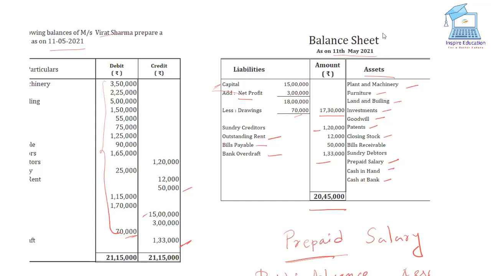Anyone is having doubt, please speak. Sir, in the question you can see debit and credit total is 21,15,000. But in the balance sheet we can see it as 20,45,000. What is the difference? Can you explain that? Why it happens so?